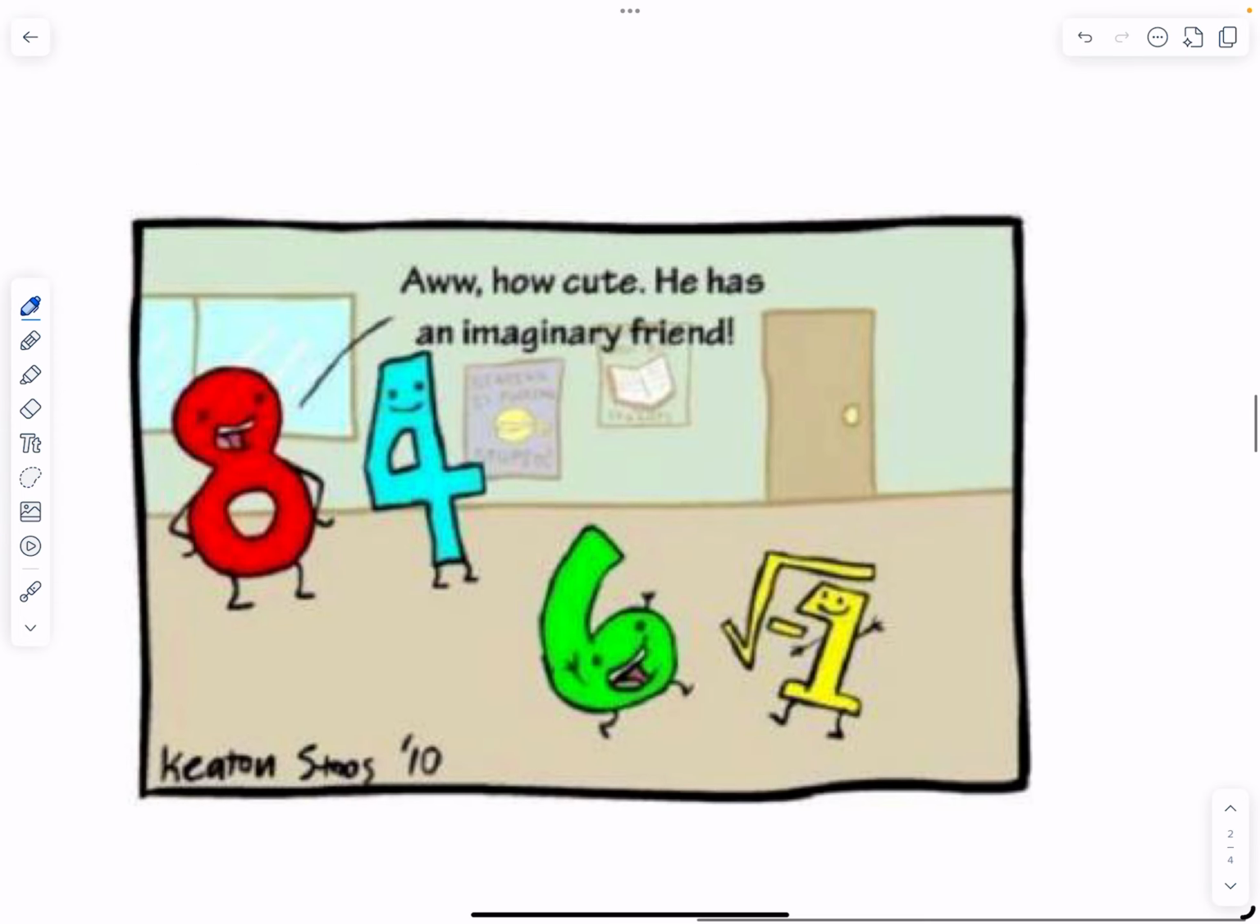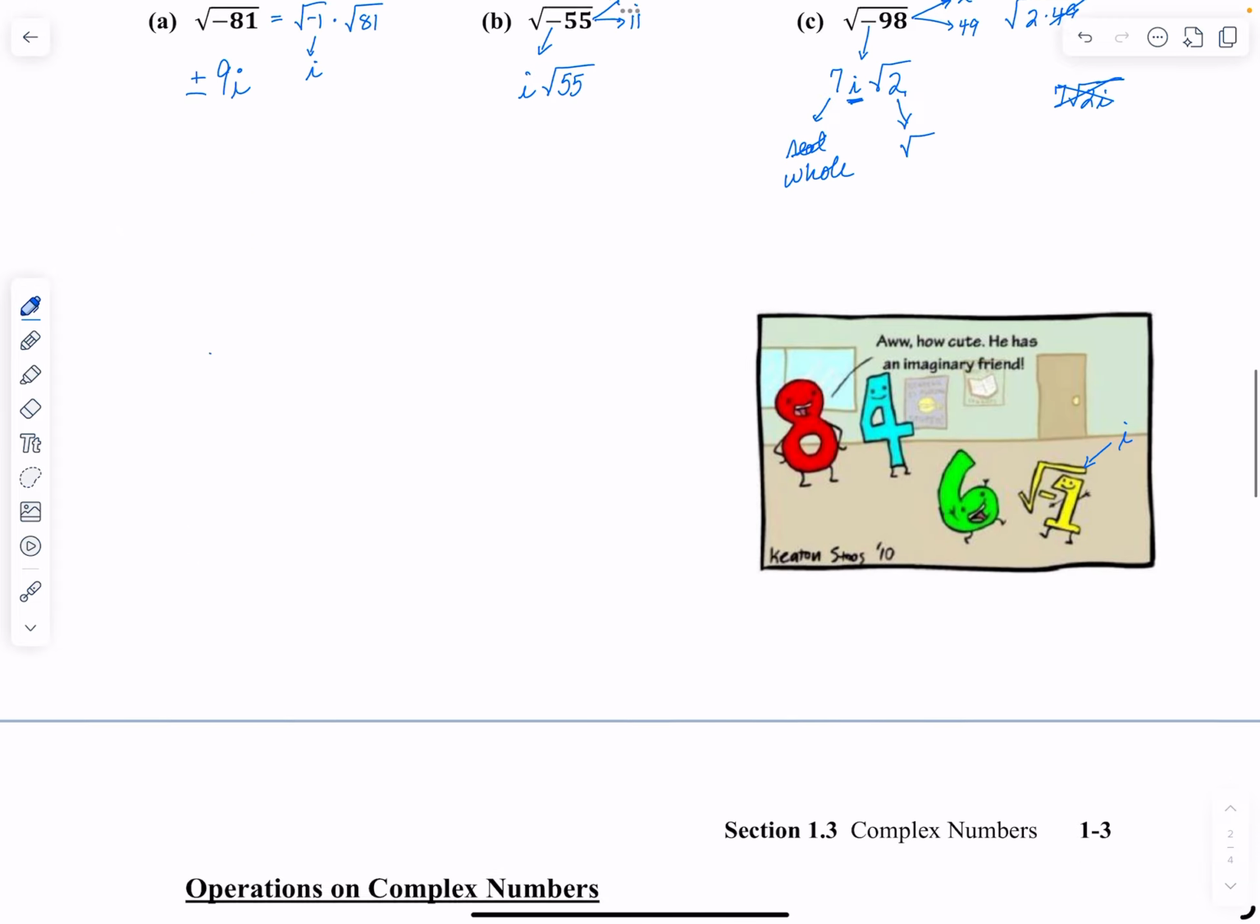How cute. He has an imaginary friend. Do you see his imaginary friend? All right, let's keep on going.